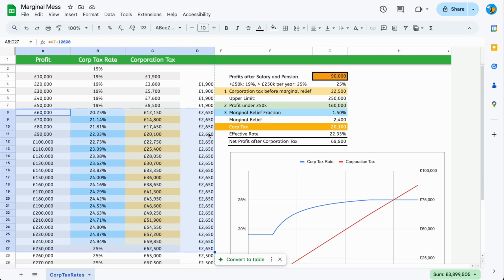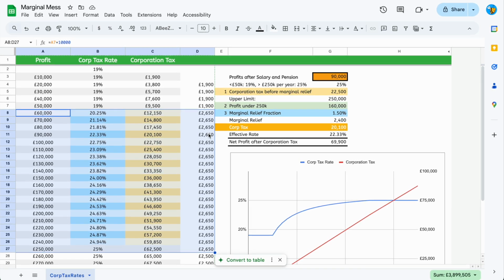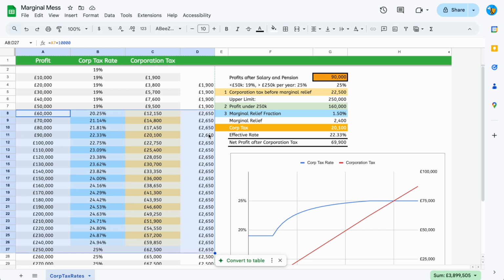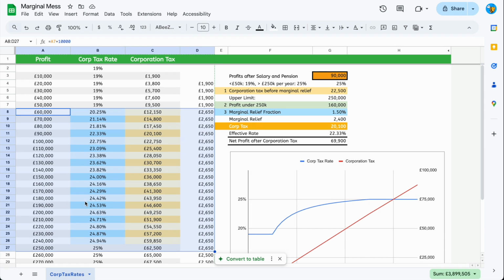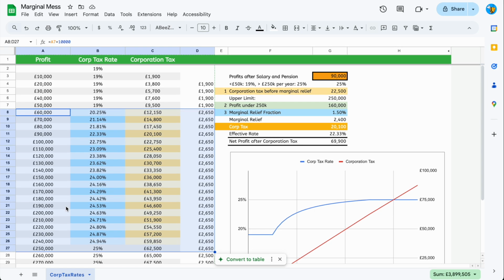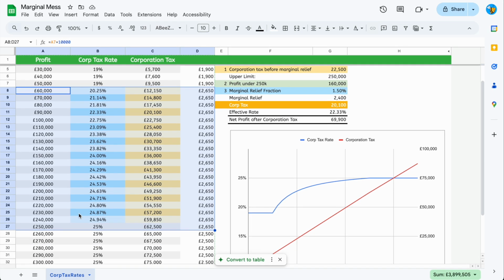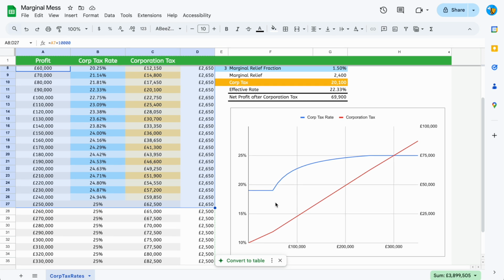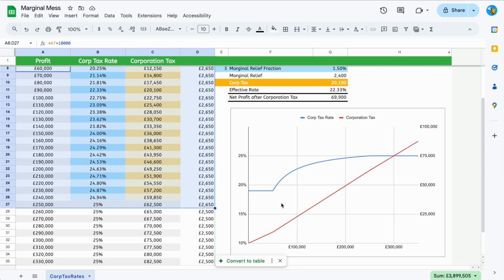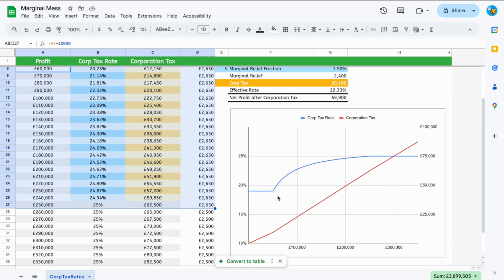Why? Because the marginal relief fraction, that 1.5%, is effectively an extra tax to try and get you to that 25% quicker. The overall tax rate is still less than 25%, but as this is applied to the full profit, it has a disproportionate impact on additional earnings. So what's your takeaway from this? If your income is between 50k and 250k, you may want to reduce your profit, especially if you are close to that 50k profit figure.